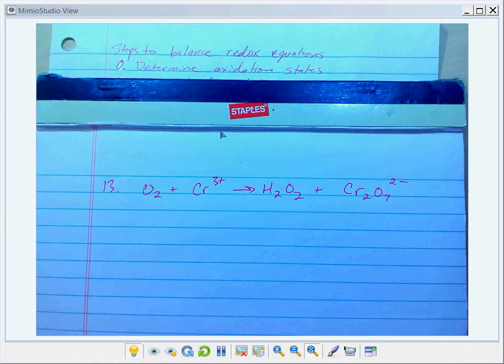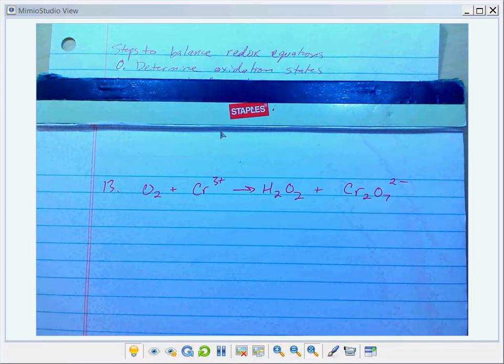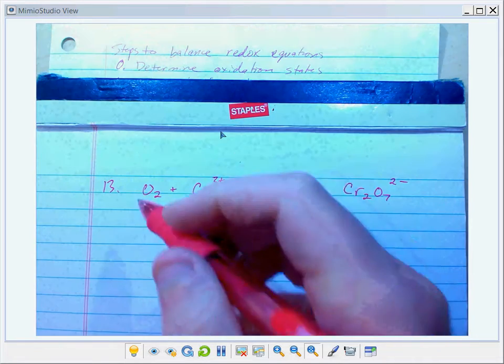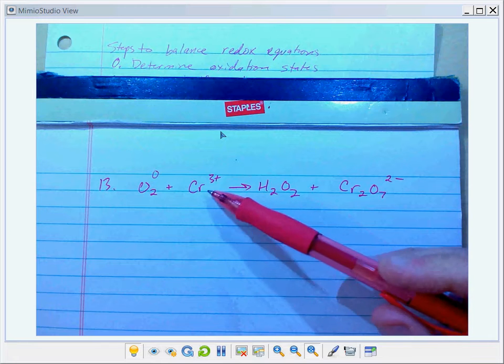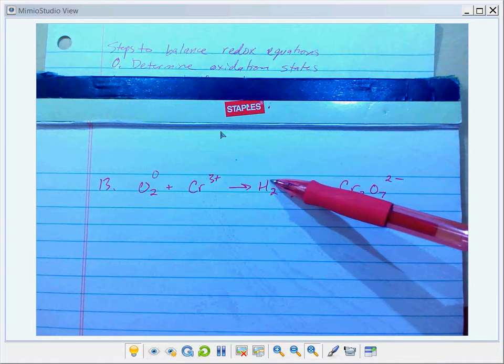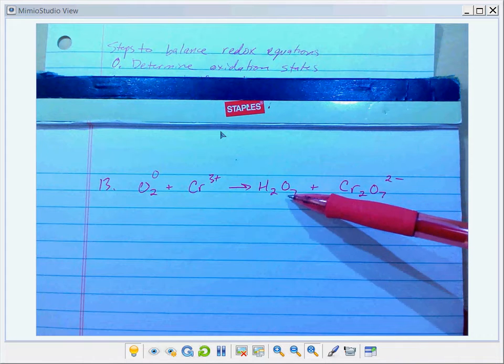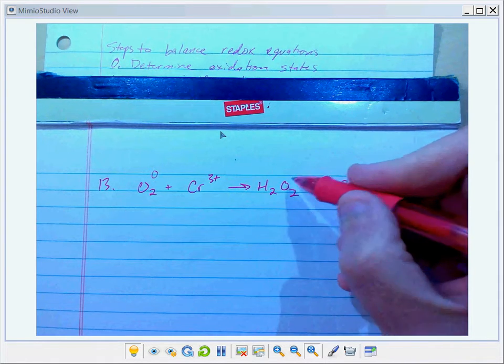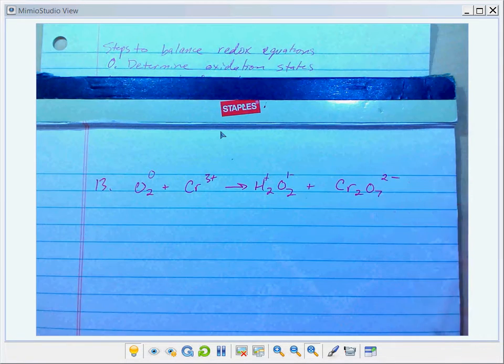This one's in basic solution, so we're going to go through all the same steps as in the acidic solution, and at the very end, we're going to change something. We're going to start with step number 0 here: determine the oxidation states of everything. Oxygen's an element alone, so it's going to have an oxidation state of 0. Chromium, oxidation state is the same as charge. H2O2 is a peroxide, and in peroxides, the oxygens are bonded to each other, so they can't steal electrons from each other. They're only going to take the electron from the hydrogen. Hydrogen is going to be 1 plus.